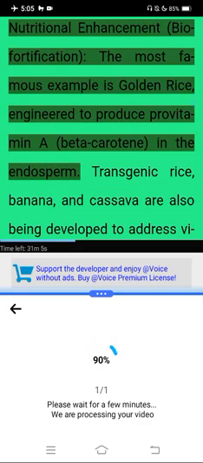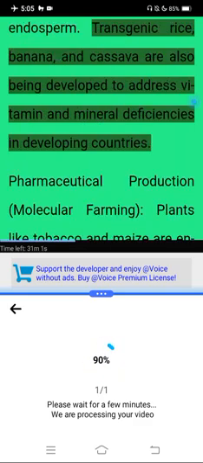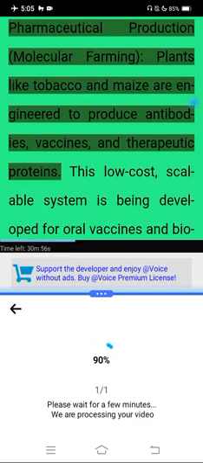Nutritional enhancement, biofortification. The most famous example is golden rice, engineered to produce provitamin A, beta-carotene, in the endosperm. Transgenic rice, banana, and cassava are also being developed to address vitamin and mineral deficiencies in developing countries.